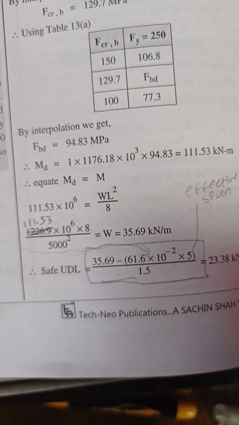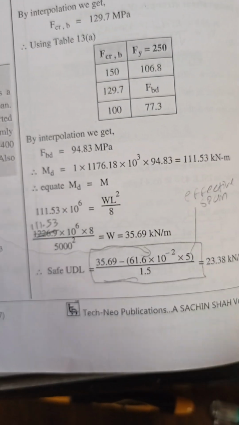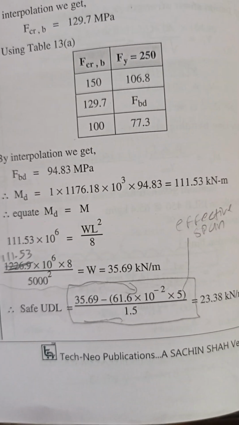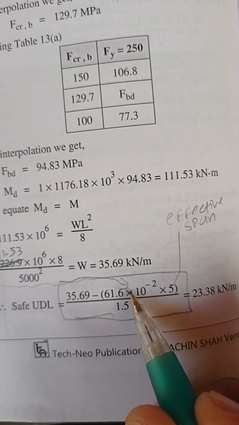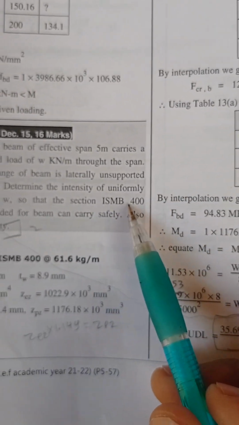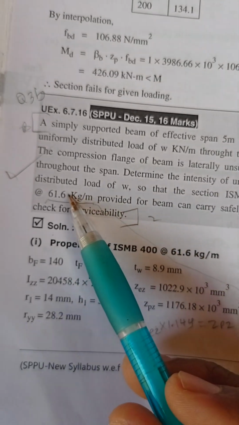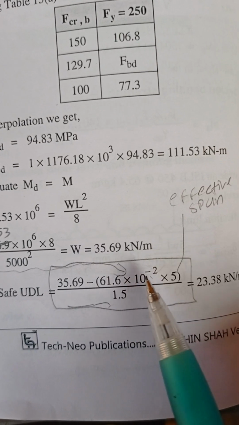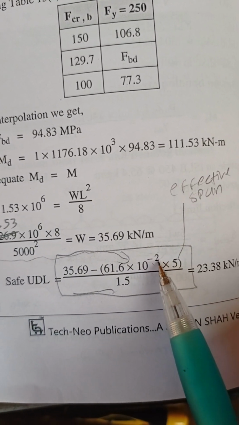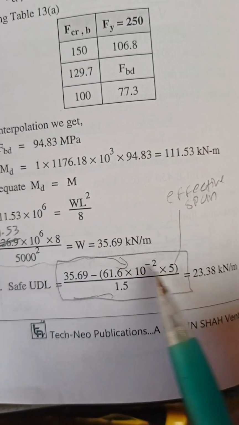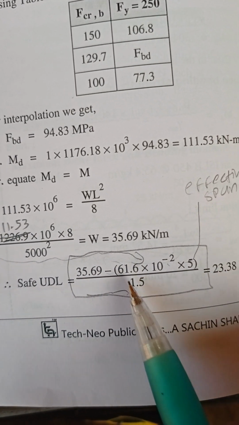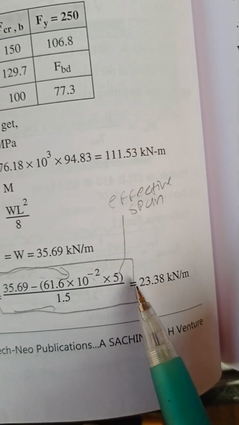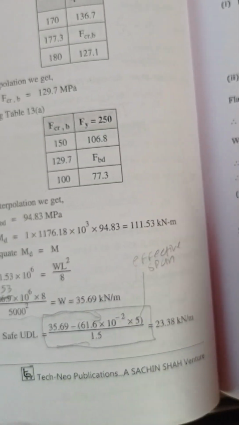Now for the shape UDL, this was the W, but for the shape UDL, the UDL is W minus this 61.6, the weight of ISMB 400, which is 61.6 kg per meter, into 10 raised to minus 2. It is always going to be, no matter what section is, into 5, the effective span, divided by 1.5. We get 23.38 kilonewton meter.